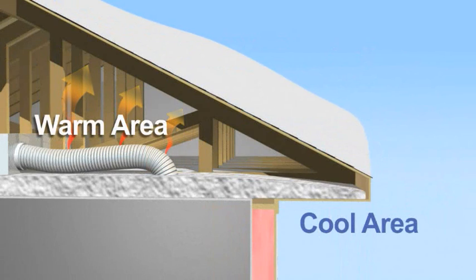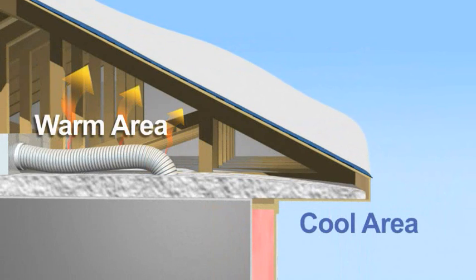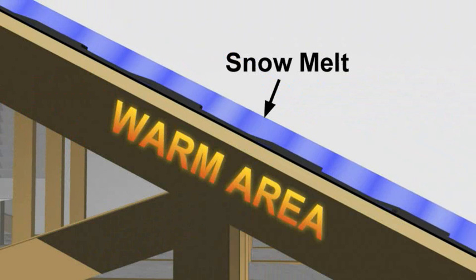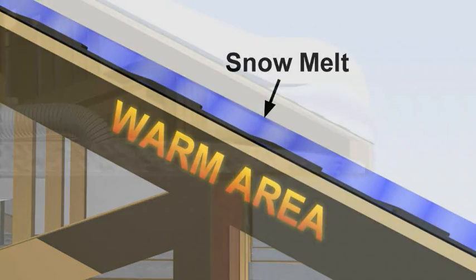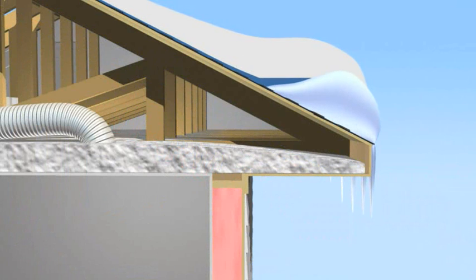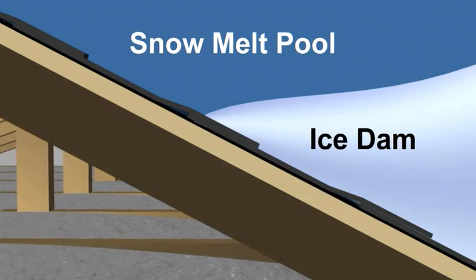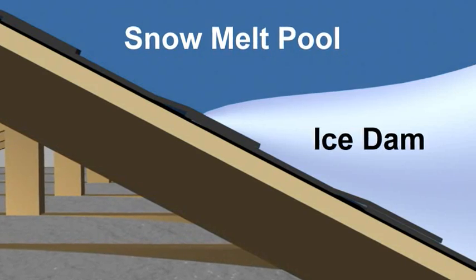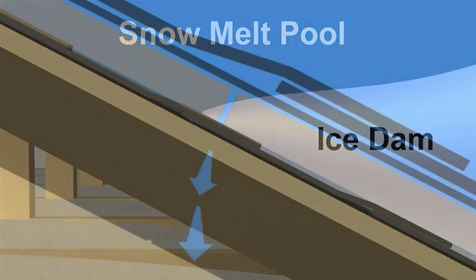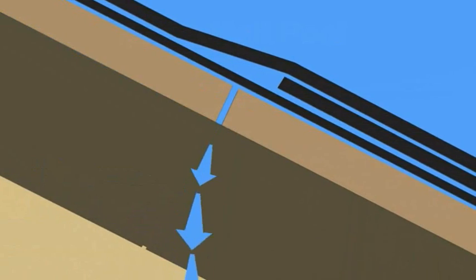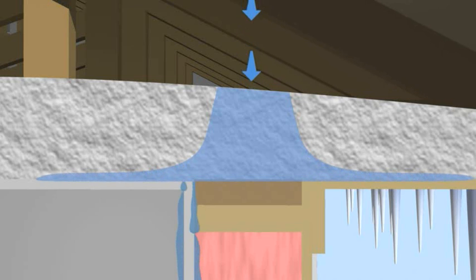Ice dams are caused by non-uniform temperatures on the surface of the roof. Snow melts over the warmer areas, perhaps where the insulation is thin and heat is escaping from your home. The melted snow runs down to the cold edge of the roof and freezes, forming icicles and ice dams. The ice dam on the edge of the roof can cause water from snowmelt to back up and form pools on your roof under the snow. Eventually, this water can seep through your roof and cause damage to your insulation, ceilings, and walls.